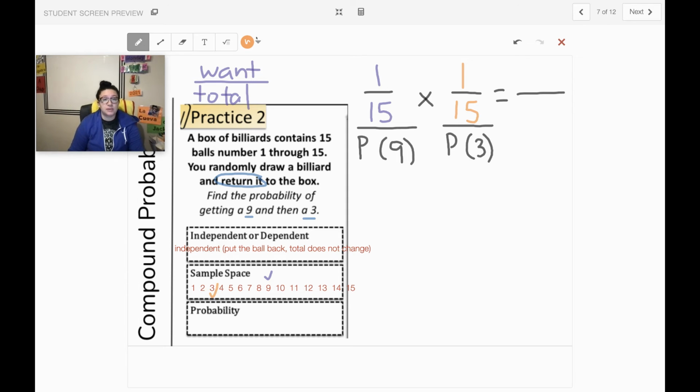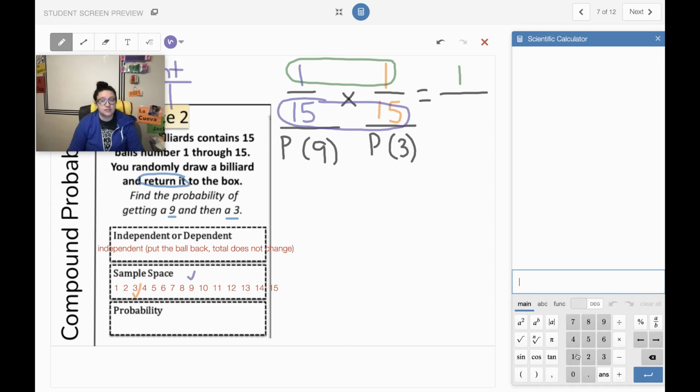And again, when we multiply, what direction? Horizontally. So what's 1 times 1? 1. What's 15 times 15? No shame in the calculator game. 15 times 15 is going to give me 225. So my probability here is 1 out of 225.